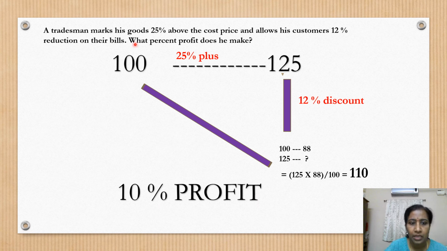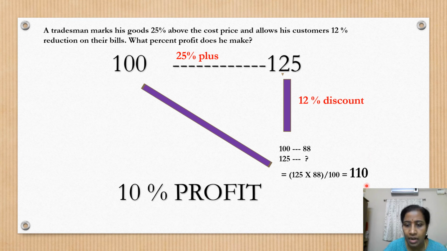A tradesman marks his goods 25% above the cost price. So what I do is, I assume the cost price as 100, then 25% increased, so it becomes 125. The mark price is 125. On this, he is giving 12% discount. So I calculate it in the same way I usually do. If it is 100, I sell it at 88, 100 minus 12%. And if the mark price is 125, what is the selling price? So 125 into 88 by 100, I get 110 rupees.